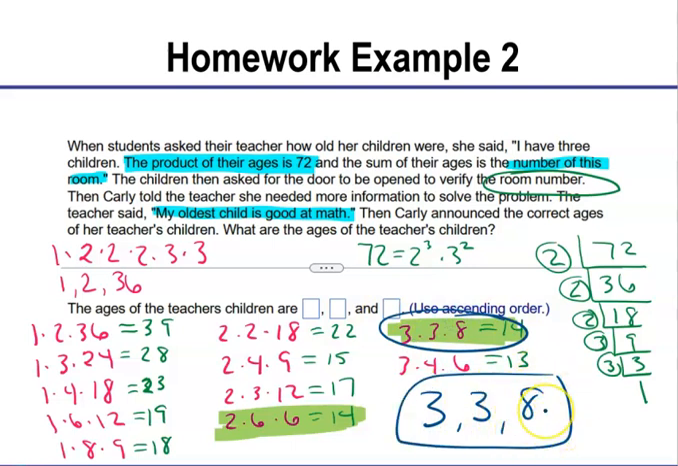The 8-year-old is good at math, and then the other 2 are the same age. Again, it couldn't be 2, 6, 6 because there is no oldest child. There are 2 older children, and we know that there's a single oldest child because that one's good at math.